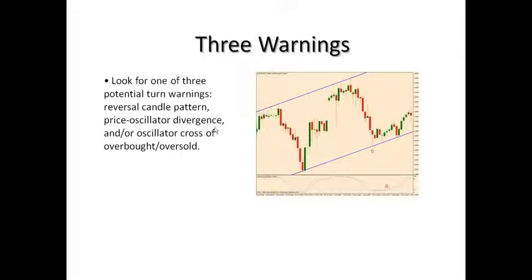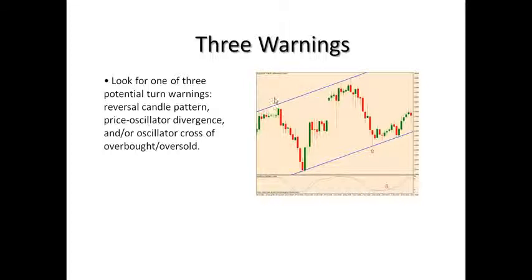The third possible warning is the oscillator cross of overbought or oversold. If you take a look here, we have a cross. We have the oscillator in oversold, and it crosses to the upside. That for me is one of the warnings. So, three warnings: look for one of these three potential warnings: a reversal candle pattern, and/or price oscillator divergence, and/or an oscillator cross of overbought or oversold.